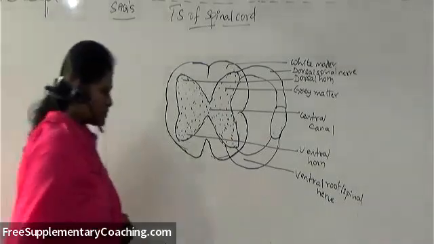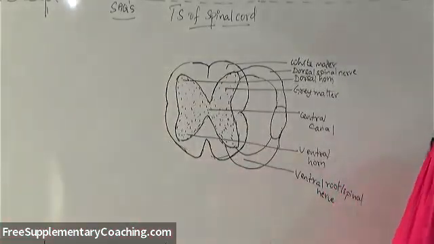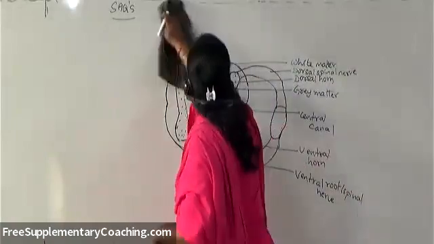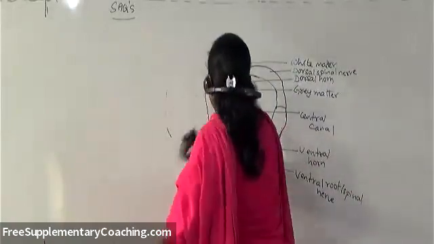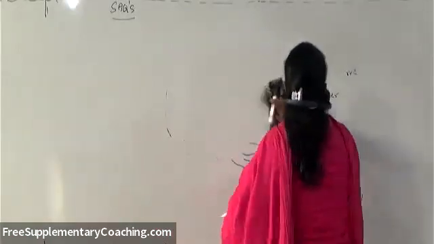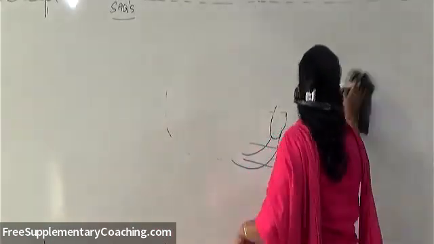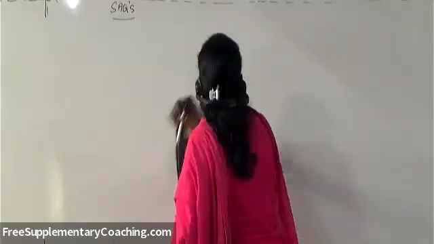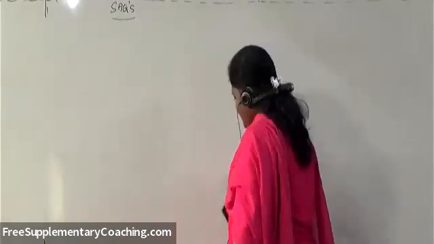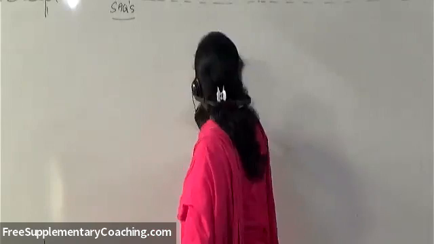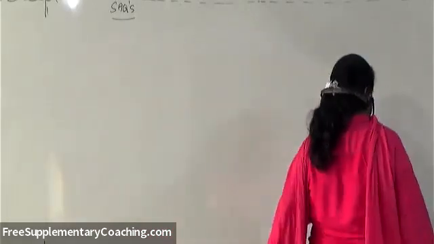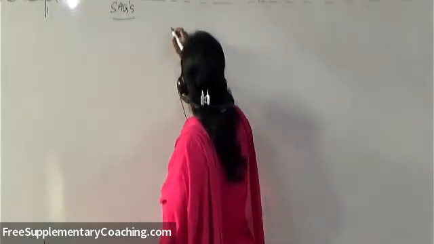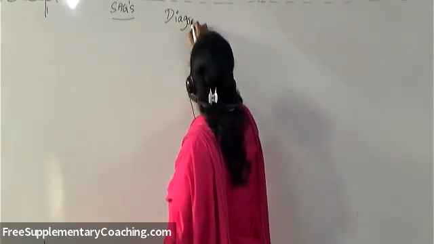Next, coming to the pelvic girdle. The pelvic girdle is a part of the appendicular skeleton, and it consists of 2 coxal bones, where each coxal bone is made up of 3 bones: ilium, ischium, and pubis. Now, the diagram of pelvic girdle.